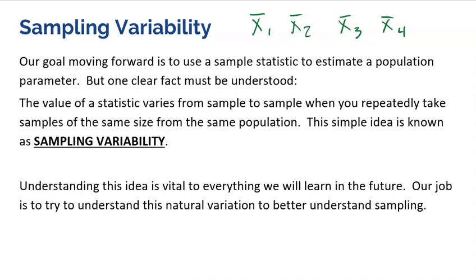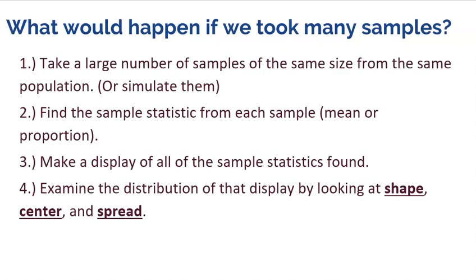If we did not have this idea, then honestly we wouldn't even need this class, because we would take one sample and that one sample would be the same for all other samples, but that's not true. Understanding this idea is vital to everything we will learn in the future. Our job is to try to understand this natural variation better so that we can understand sampling. All right. So what would happen if we took a look at many samples? Again, sampling, right? Looking at sample after sample after sample.